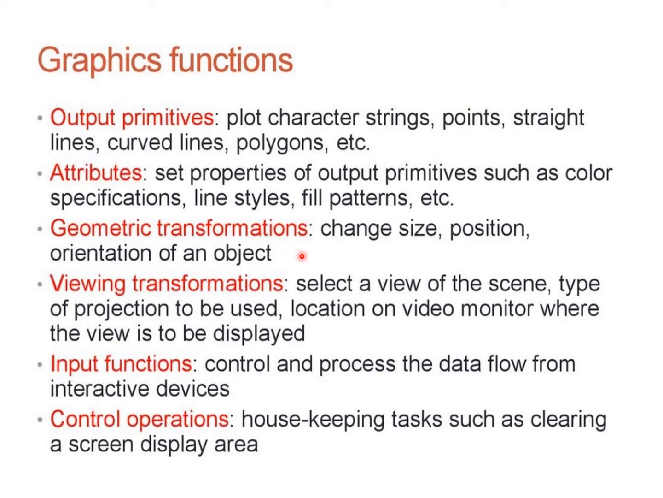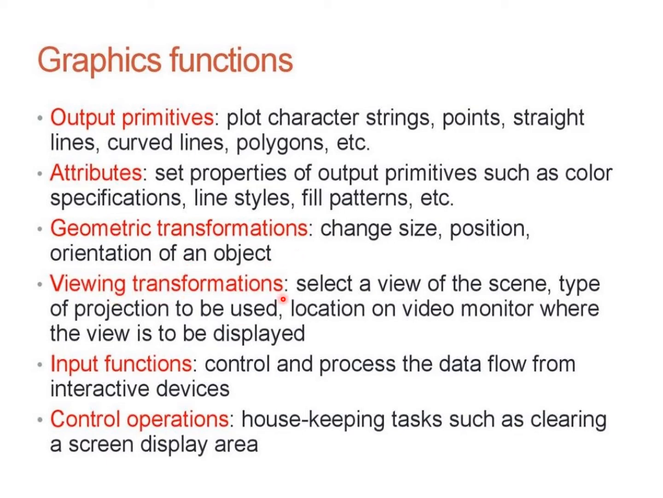Geometric transformations. Geometric transformations means changing the size, position, and orientation of an object. After creating these two, we apply the geometric transformations, like we change the size of the object as per our requirement, or we change the position of a point from one place to another. Everything we will see in geometric modeling. Orientation of an object means we rotate the object to a certain angle. That is known as orientation of an object.